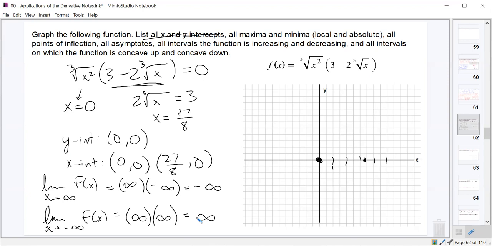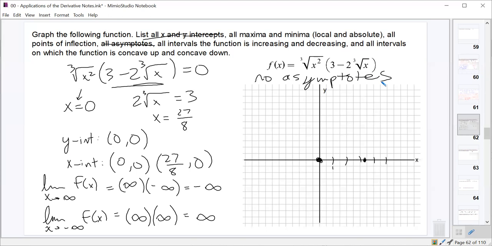So we don't have any asymptotes, so we'll make a note of that. I'll just write that over here. No asymptotes. And also no absolute maximum. And we'll write that in a minute once we deal with finding the derivative.